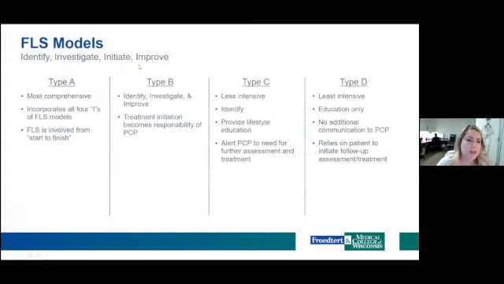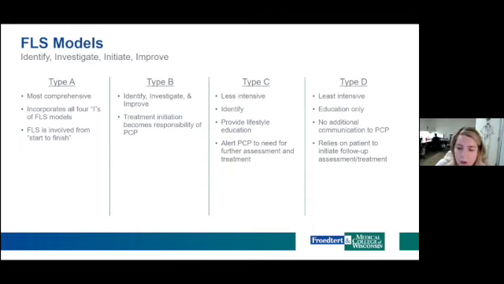So the literature really identifies these four, they call them the 4 I's of an FLS model, which include identification, investigation, initiation, and then improvement or monitoring of adherence. The first type of FLS model is type A, and this is really your most intensive or your most comprehensive FLS model. It incorporates all 4 I's, and the FLS is really involved from start to finish, which includes initiation of treatment and monitoring of adherence to that treatment, and then looking for ways to subsequently improve that treatment and monitoring.